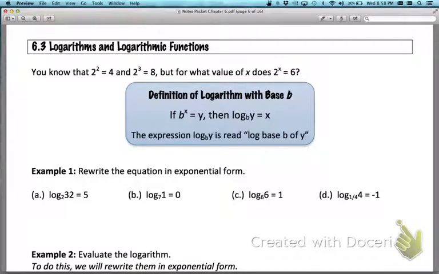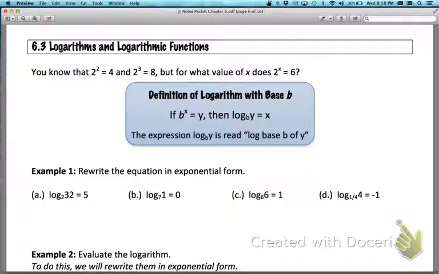In this section, we are going to look at a new type of function that is called a logarithm. We've been studying exponential functions, and so we know that when 2 to the second power equals 4, that 2 was the exponent that made it equal to 4. If 2 to the third is equal to 8, then 3 is the exponent that makes it equal to 8.